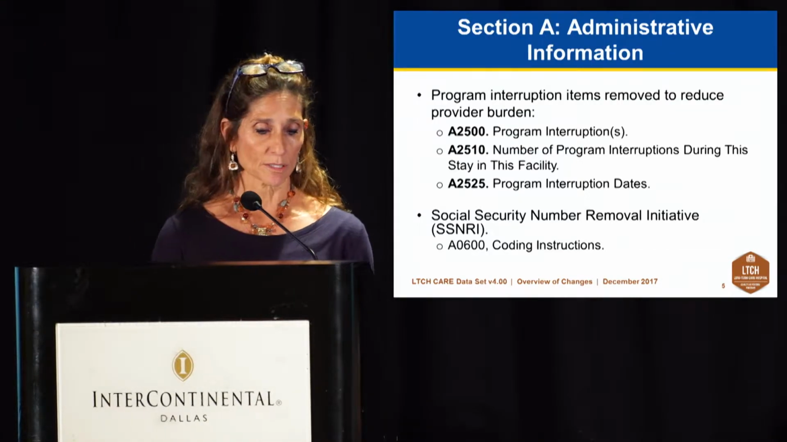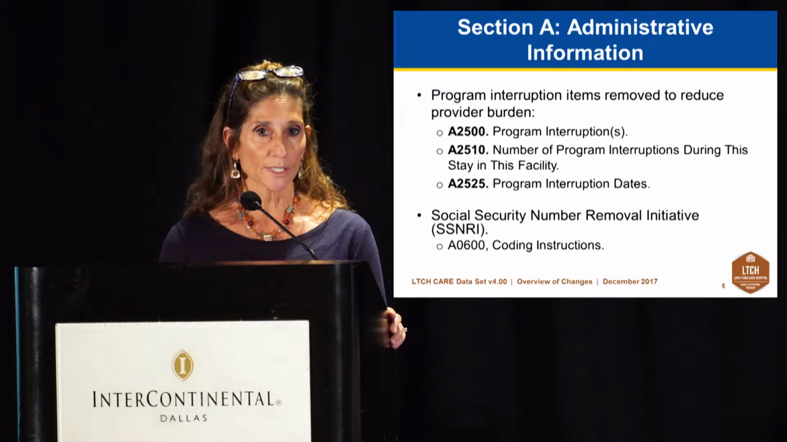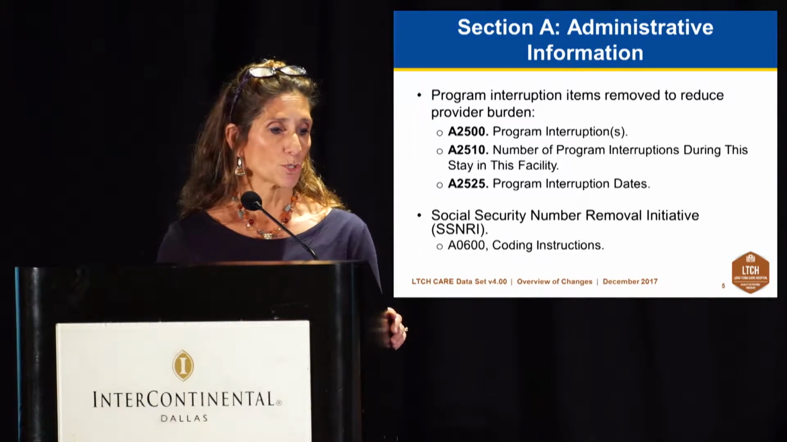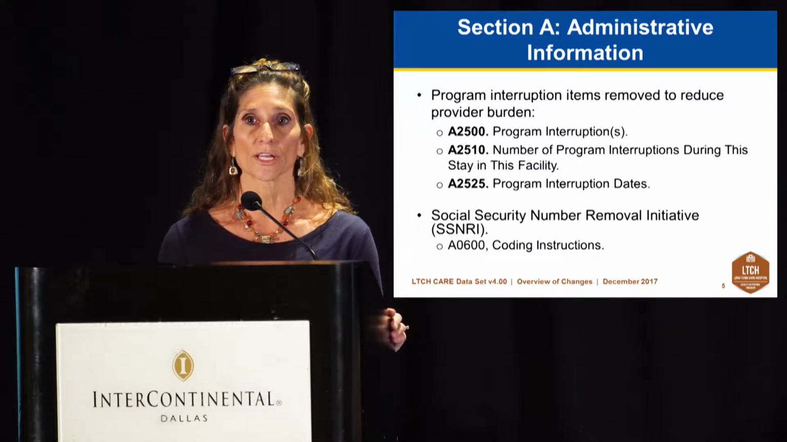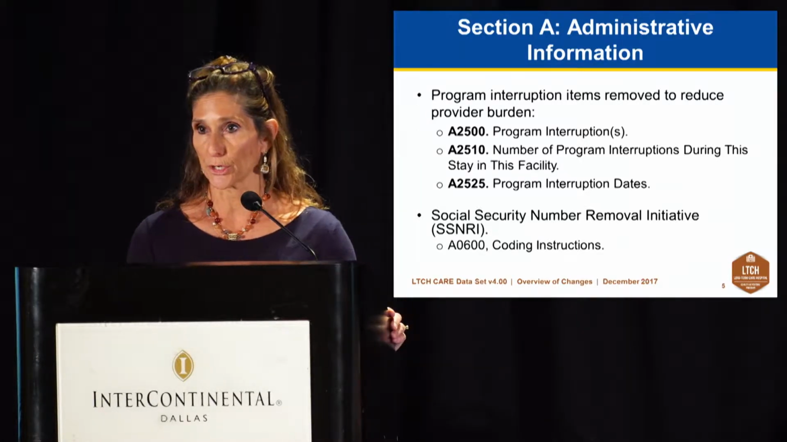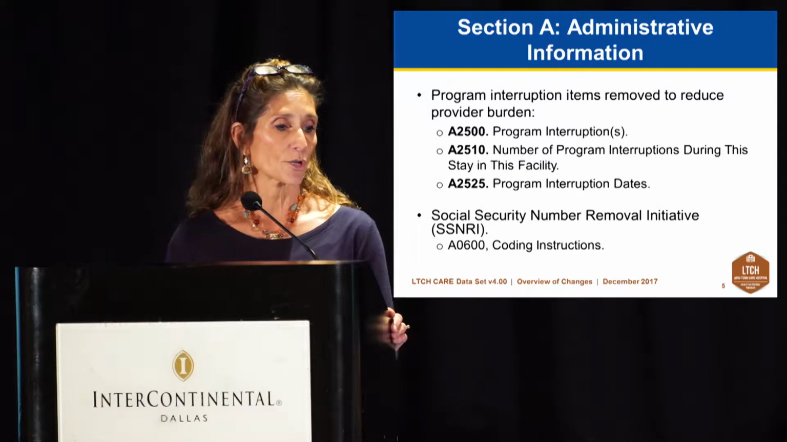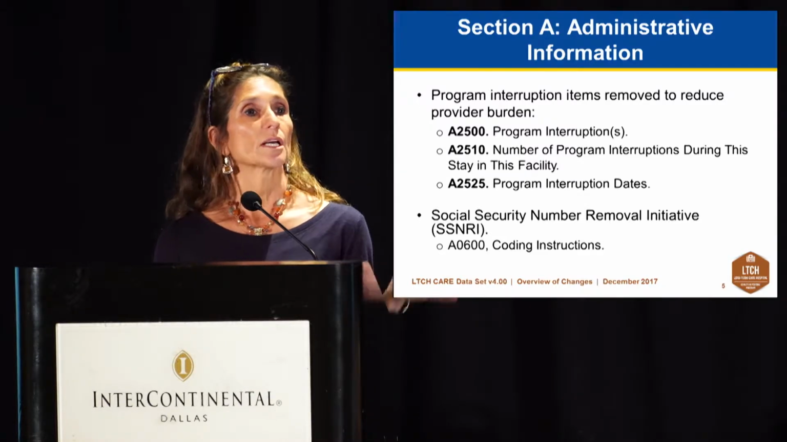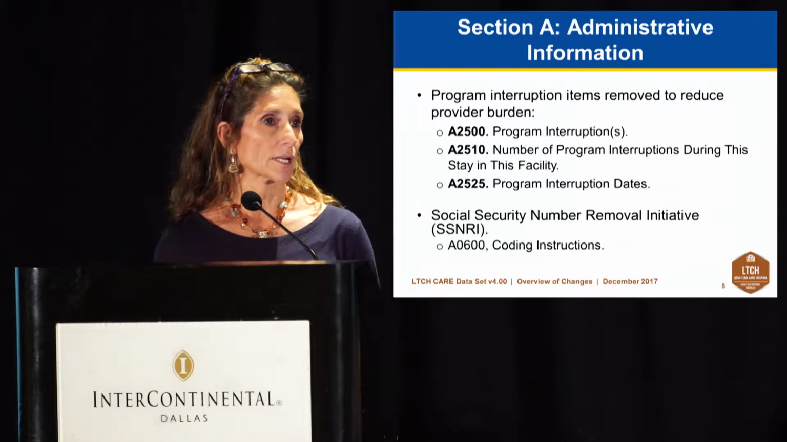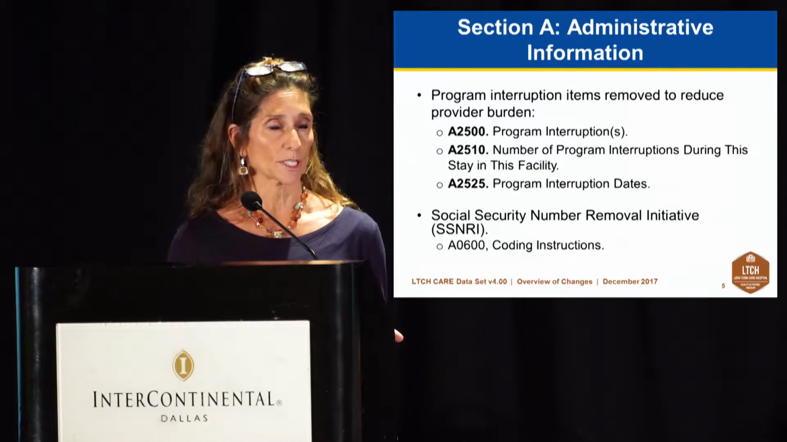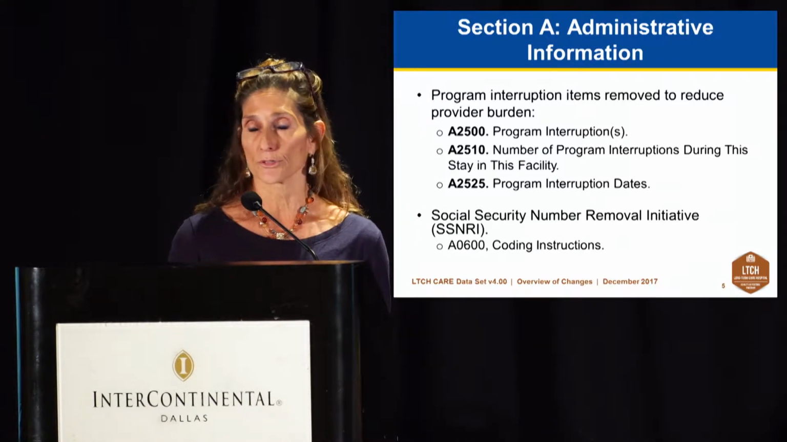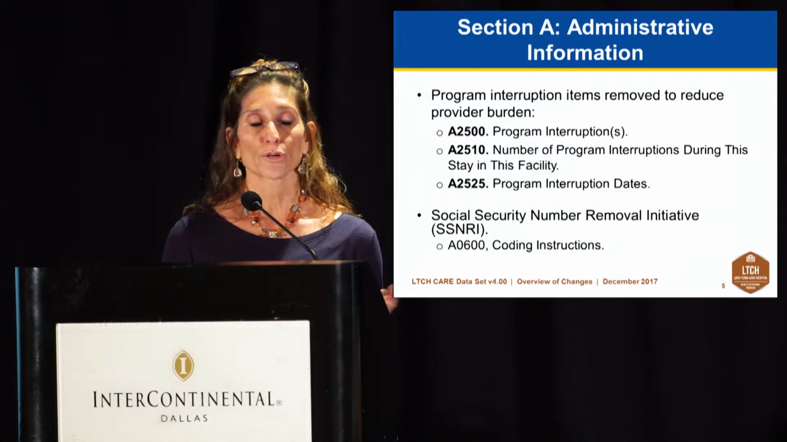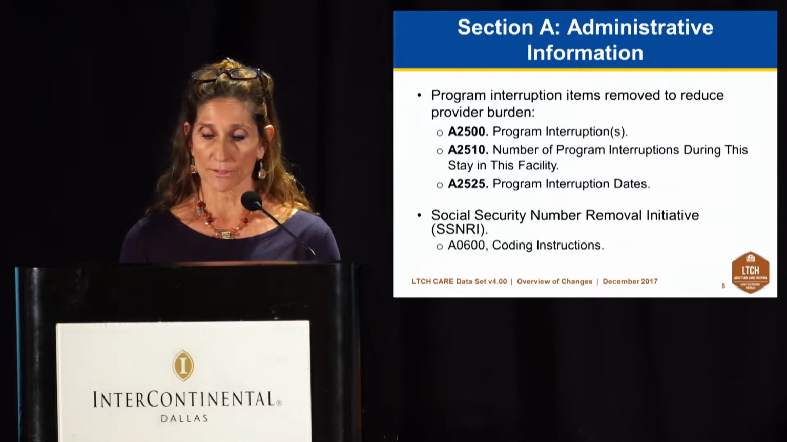In the administration section, we have a few items that have been omitted. As you can see, 2500, 2510, and 2525, which are the interrupted stays, will all be removed in the new version 4.0 of the CARE data set. Also, which I just briefly mentioned with the Social Security Number Removal Initiative, we'll be introducing the MBI, or Medicare Beneficiary Indicator, beginning April 1st, 2018 through December 9th of 2019, and more information about that will be presented later.